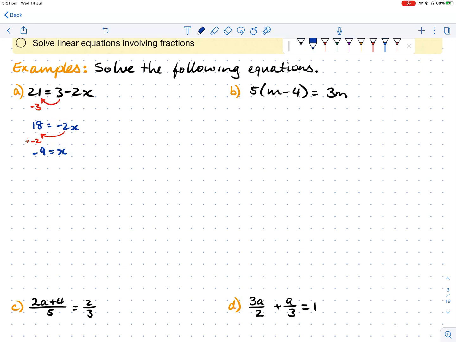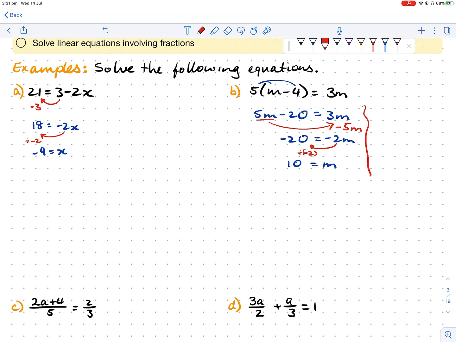All right, with question B, the first thing that we need to do is expand that out. So 5m minus 20 equals to 3m. Now again, a couple of ways of approaching this one. What we could do is take that 5m and subtract it over so that we've got all the m's on one side and the numbers on the other side. That's probably the most efficient way of solving this question. So we're going to take 5m off here. So it's negative 20 equals to negative 2m. And then we're going to divide by negative 2. When we divide by negative 2, we get 10 equals to m. So that might be something that you might want to do.